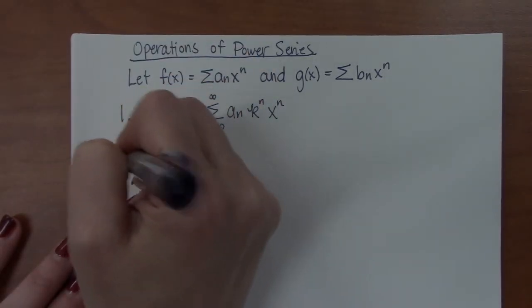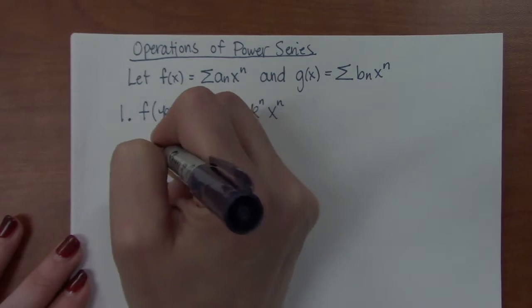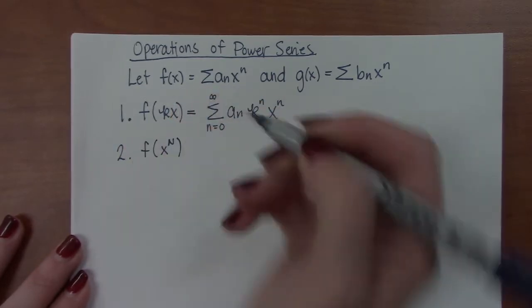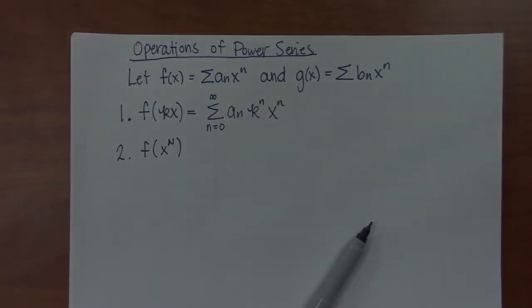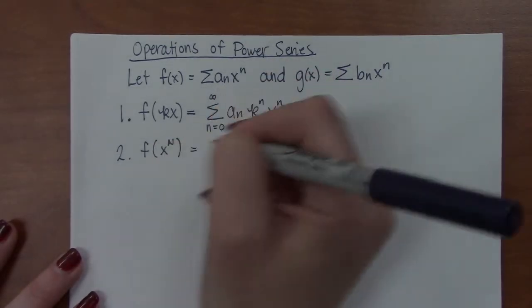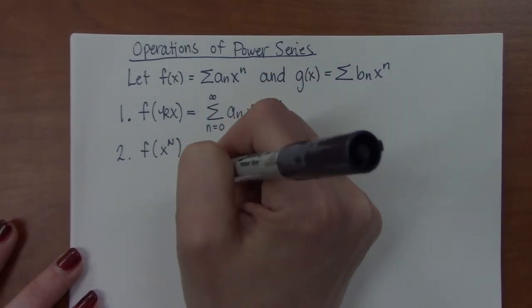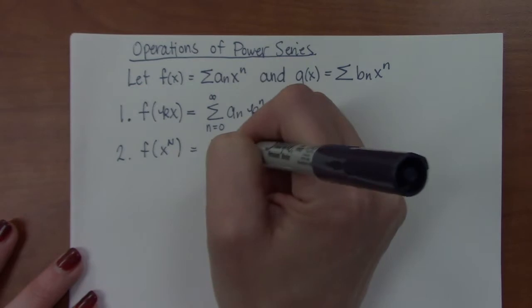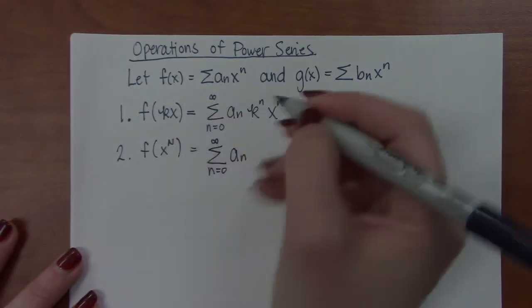We could also plug in x to the capital N. So capital N here stands for some constant power. Like this would be if we wanted to do f of x squared or f of x cubed, okay? Well, if you did this with a regular function, you would just plug that in the place of every x. Well, you can do the same thing for the series. You can take the original series that you started with and just plug in x to the n.